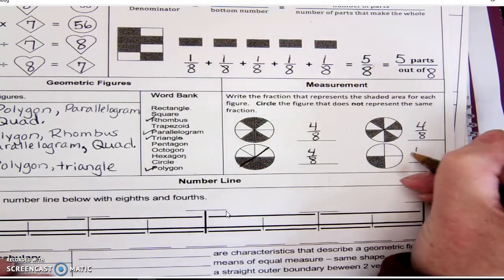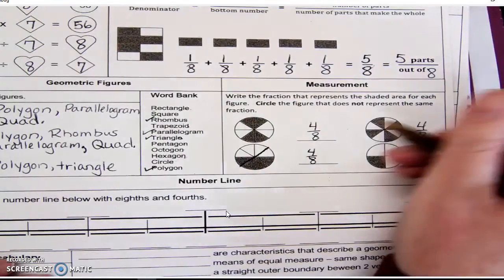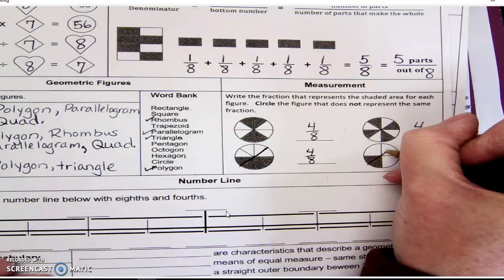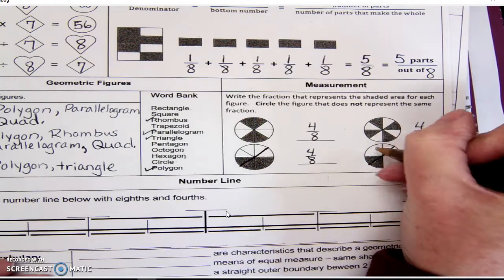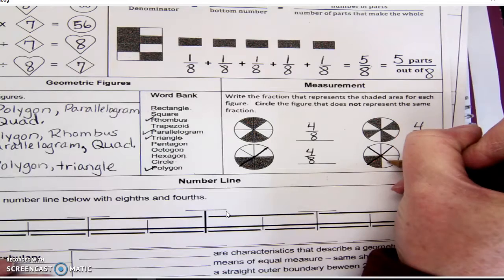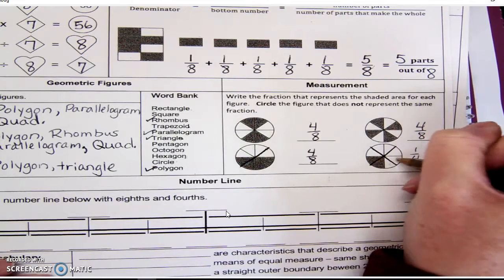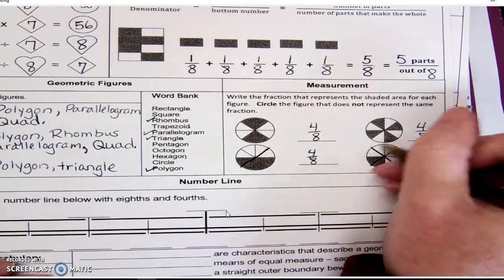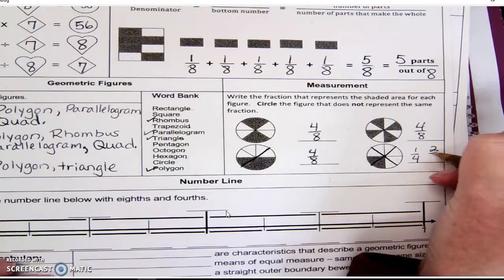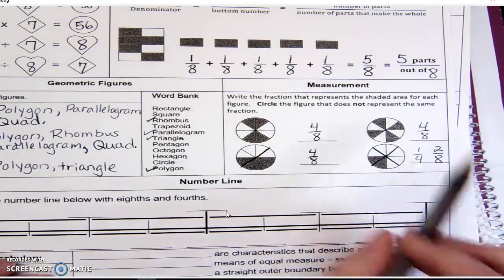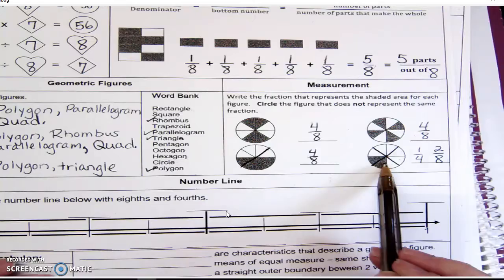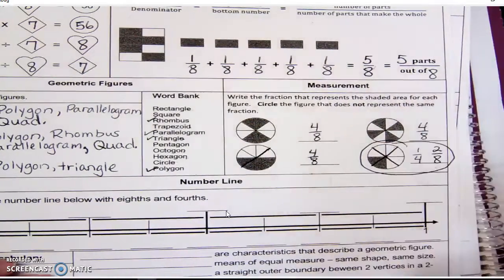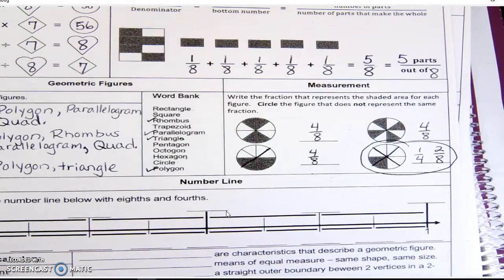And on this one, we've got 1/4 shaded. But to make it 8ths so I can easily compare it, I'm going to find the equivalent fraction by putting an X right through here so that I have 8 parts. Now it's divided into 8ths, and 2 out of my 8 parts are shaded, so that's 2/8. So all 3 of these are 4/8. This one is only 2/8. So this is the one that is not the same as the others.